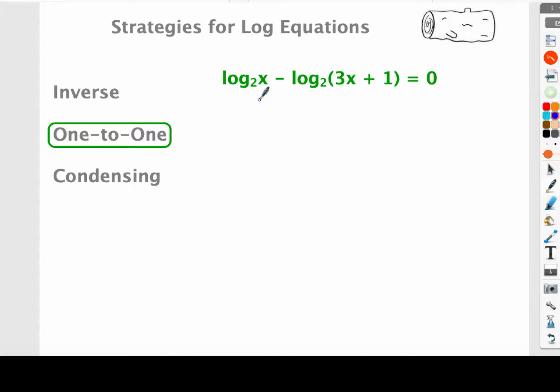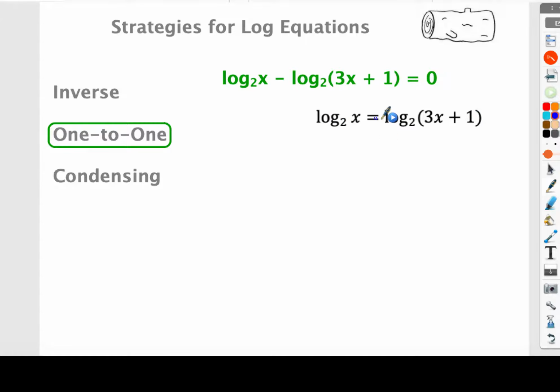Now, the one-to-one property, on the other hand, really comes in handy when you're dealing with multiple logarithms. Okay? And notice I'm equal to 0 over here. So the very first thing I'm going to do is take this really big logarithm, log base 2 of 3x plus 1, and add that to the other side. I'm going to add that whole term over here, and 0 plus that is just going to be log base 2 of 3x plus 1.